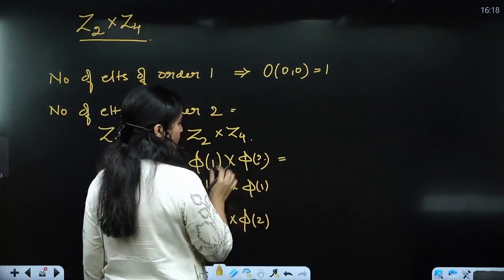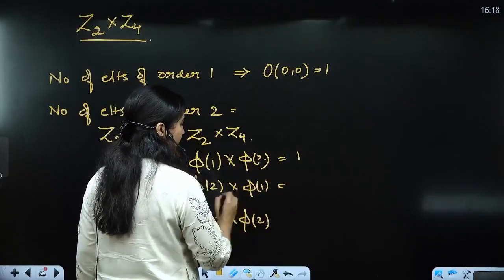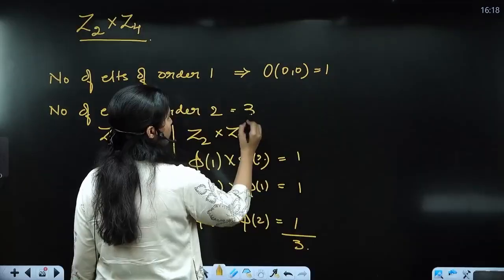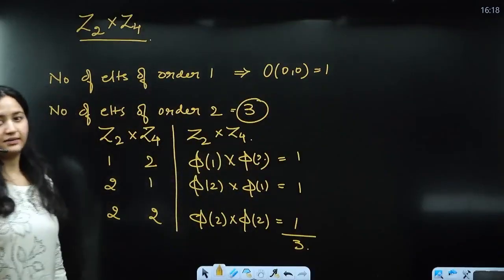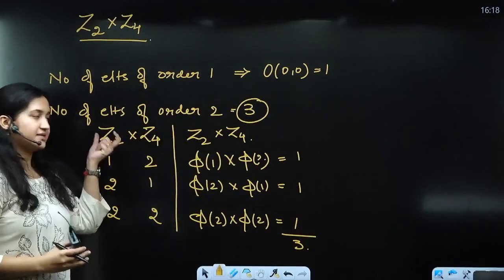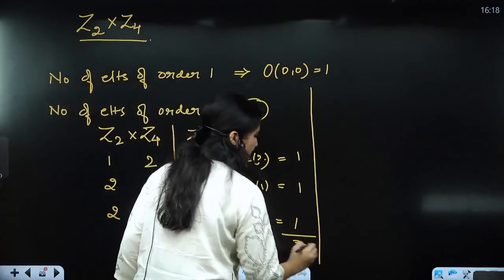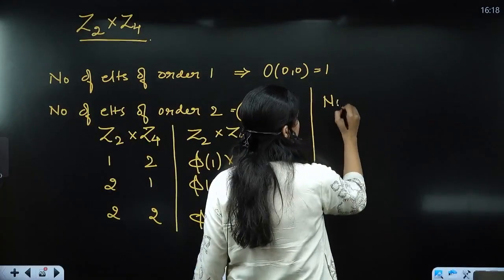So this gives you 1 into 1, that is 1, again 1, again 1. So in total, there are going to be 3 elements of order 2 in Z2 cross Z4, right?